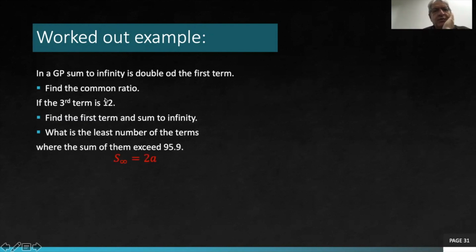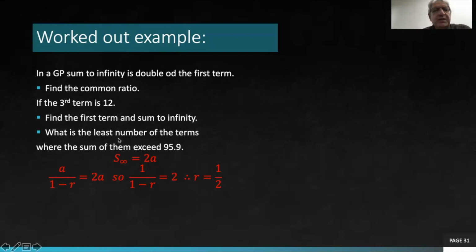Now we know that sum to infinity is 2a. That means a divided by 1 minus r is equal to 2a. You can cancel off a, therefore you are getting 1 over 1 minus r is equal to 2. Just simply you can cross multiply and solve this equation. A linear equation can easily be solved, and you can see r is equal to half. Now r is equal to half.